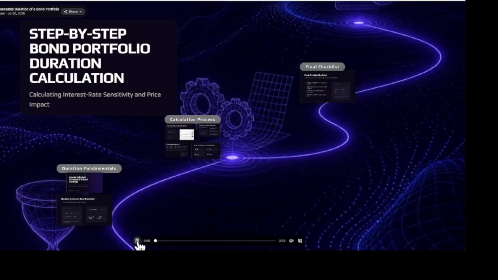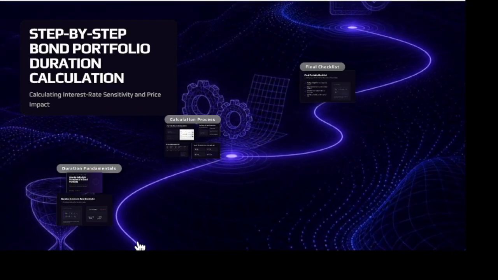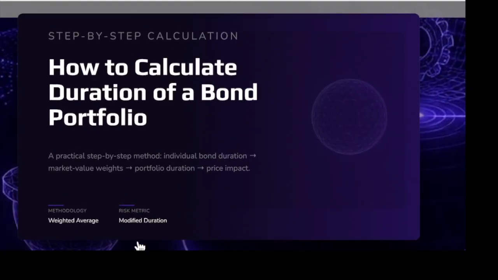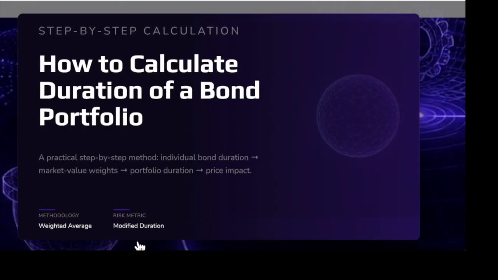We'll walk through the process of calculating bond portfolio duration to measure interest rate sensitivity. This method covers individual bond metrics, market value weighting, and the final price impact on the portfolio.